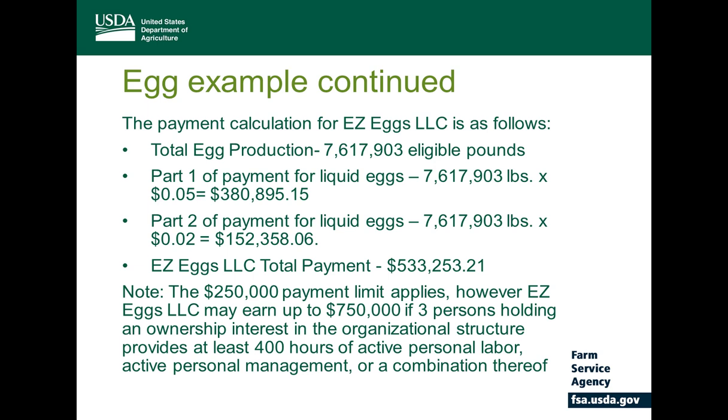Now note that if they are only one person, or only one person within the organization or in the company only does 400 hours of active personal labor, then they will be limited to the $250,000 payment limit. So, Latrice, any other questions?